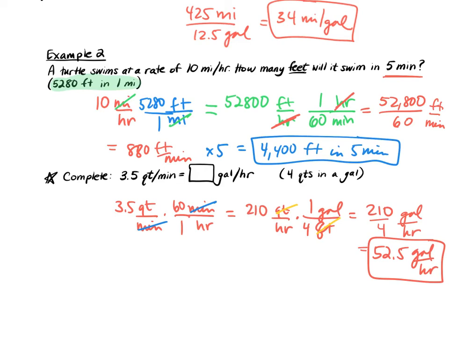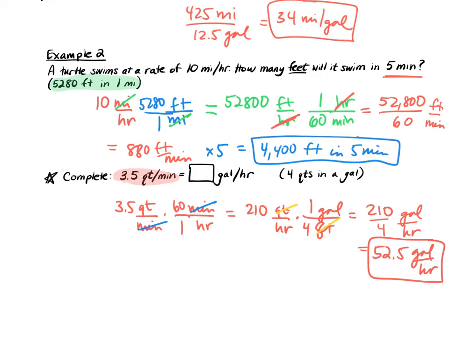Okay, so hopefully you got 52.5 gallons per hour. I know this method might be a little bit confusing. Another way to just think about it is, right, if you have 3.5 quarts every minute, like say you're pouring something, right? 3.5 quarts per minute. There are 60 minutes in every hour, right? You just multiply, 3.5 times 60. That'll give you how many quarts you pour out in an hour, and that would be 210. Okay, and that would be quarts per hour.